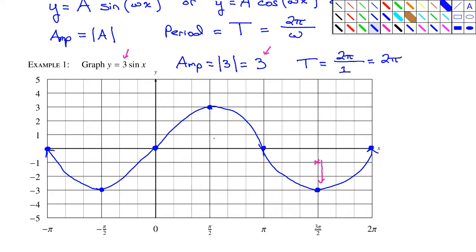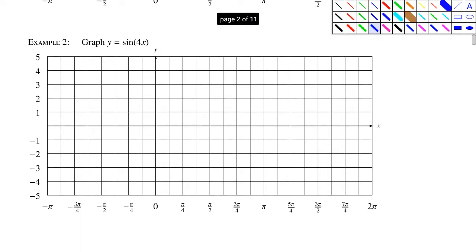All right, let's look at example 2. Graph y equals sine of 4x. So the amplitude is the number in front, absolute value of that, so that's a 1. And the period is 2 pi divided by omega. And omega in this problem is 4. So that means the period is going to be pi over 2. That means the sine function has to hit all of its points just in the interval on the x-axis between 0 and pi over 2.